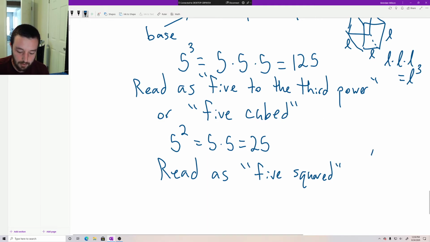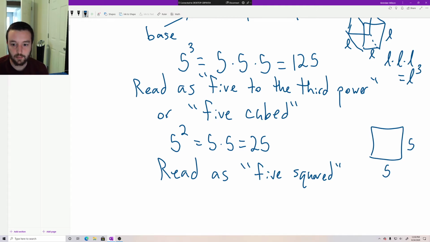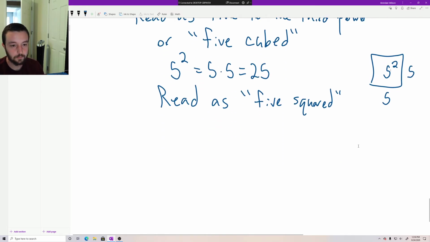Similarly to the cube, if we have a square, and let's just say we have 5 on each side this time instead of L, then the area of the square is 5 times 5, which is 5 squared, right? So that's why we use the word squared, because it gives us the area of a square. And we use the word cubed for this one because it gives us the volume of a cube.